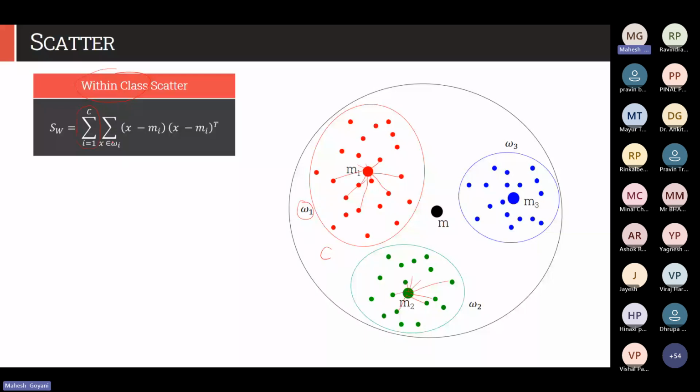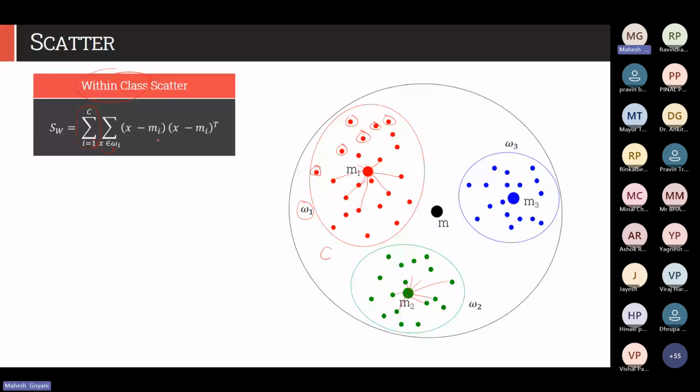X belongs to omega i. So initially i will be 1. So I will be fetching one by one all data points from the omega 1 class. So I'll pick up this point, then second one, then third one. So all these will be referred to as X. And I'm subtracting the mean from that X. i is equal to 1, so Mi will be M1.